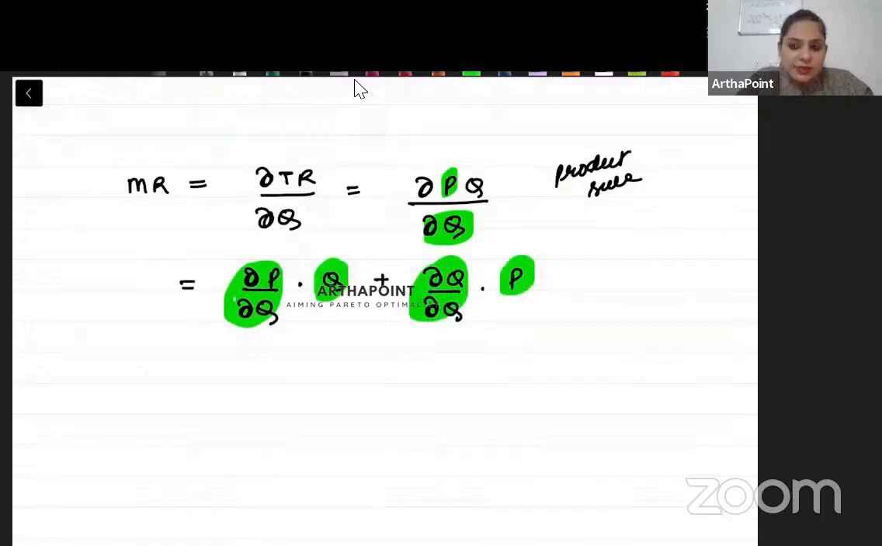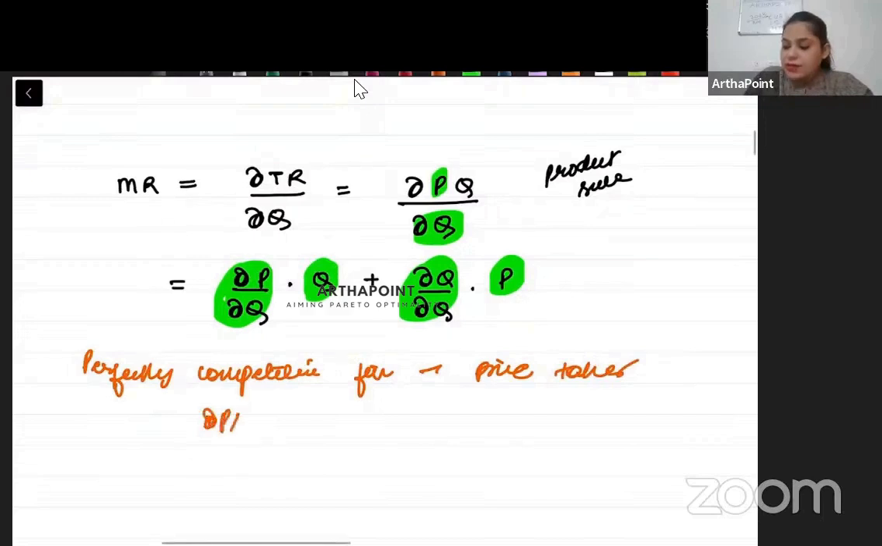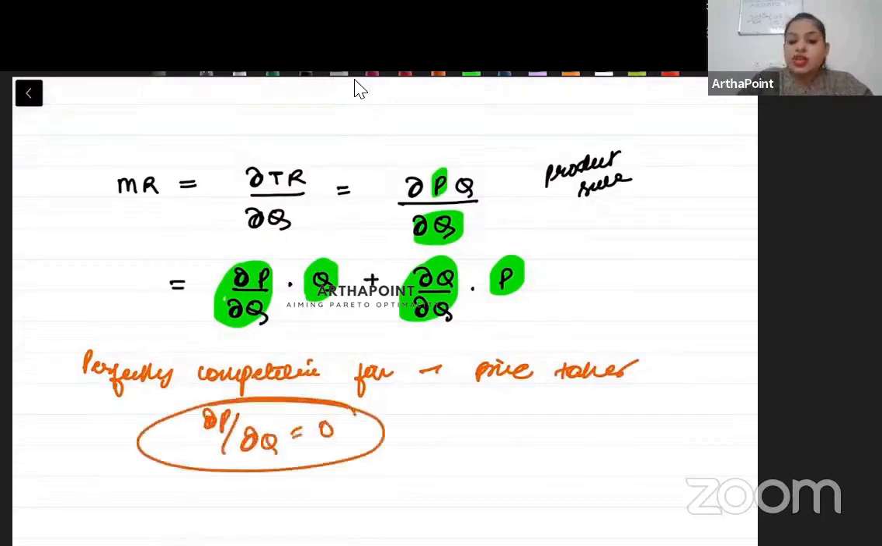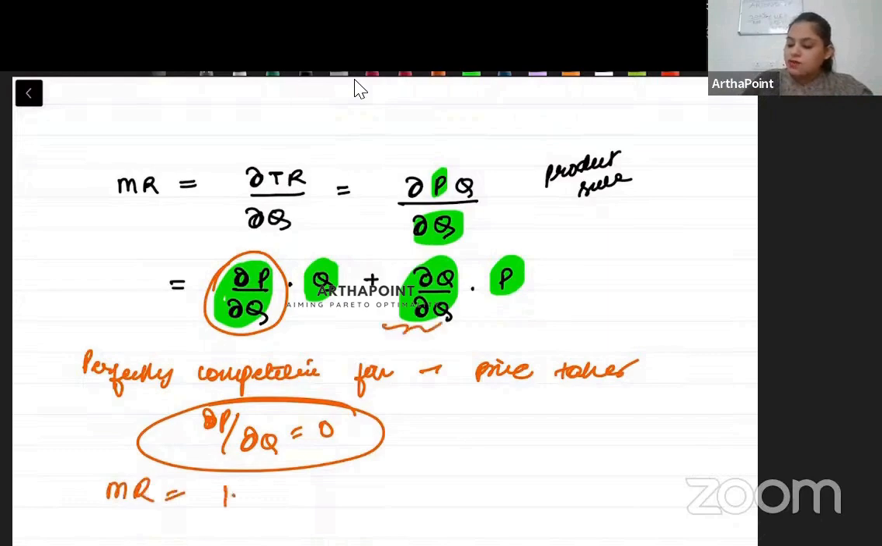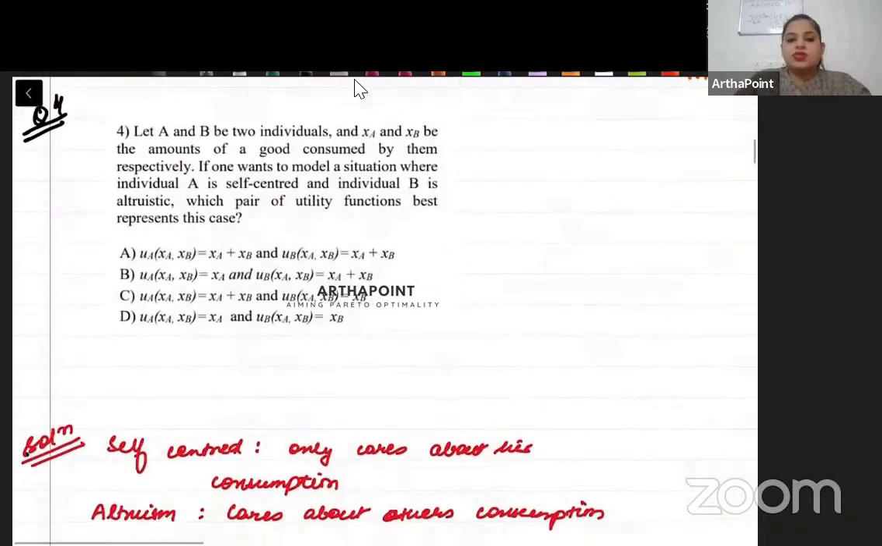Now, do we understand that the perfectly competitive firm is a price taker? So if it is a price taker, then del P by del Q is 0. I cannot change my price. I am a price taker. You give me the price, I will work at that price. I cannot change the price at which I work. So I will get MR, which is just 1 times P. So MR is equal to P. So we understand that MR and P are equal. Come to the next question.